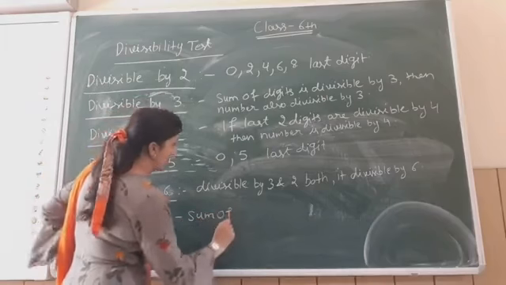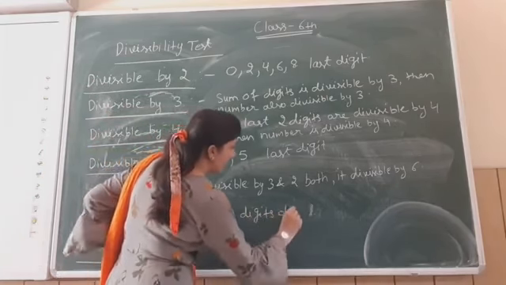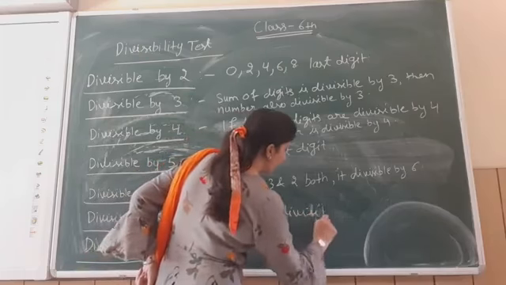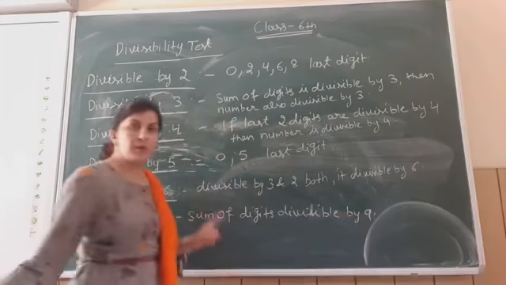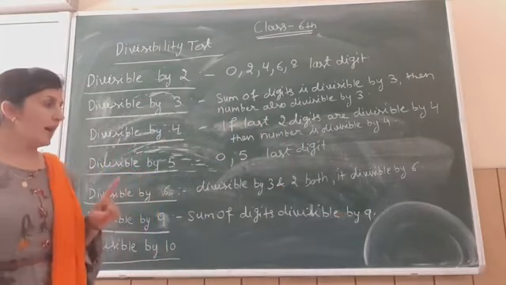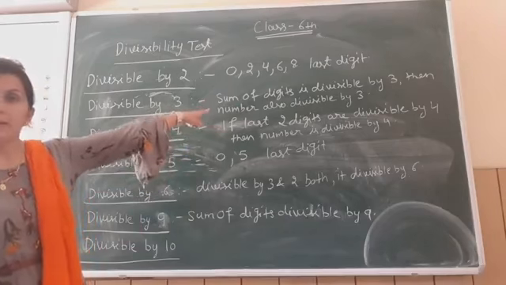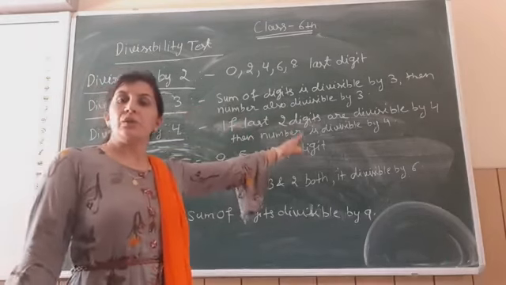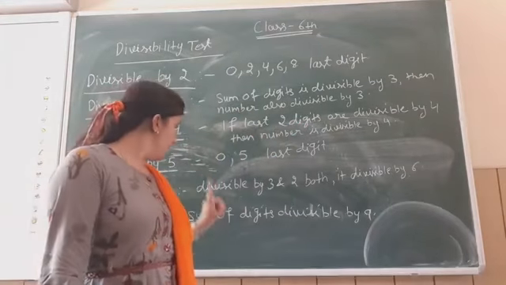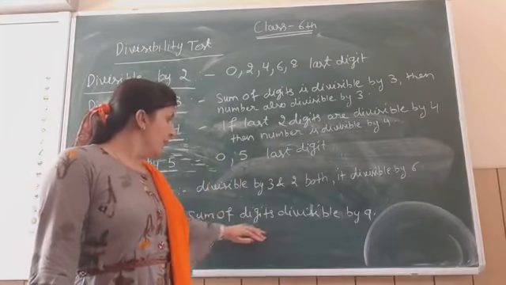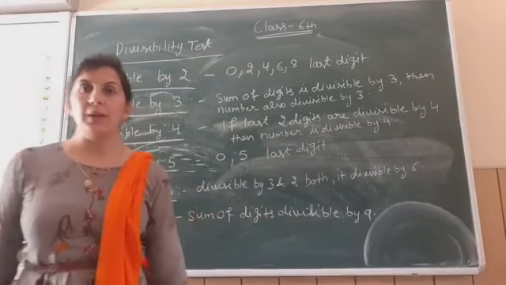Sum of digits divisible by 9. If the sum of digits is divisible by 9, like in the third case, we add the digits and find out that their sum is divisible by 3, so the number is divisible by 3. Like that, if the sum of digits is divisible by 9, then the number is also divisible by 9.